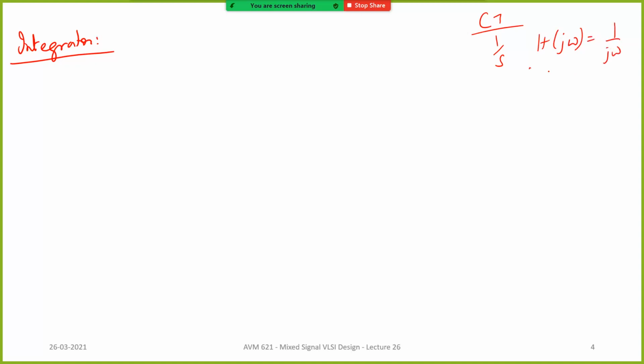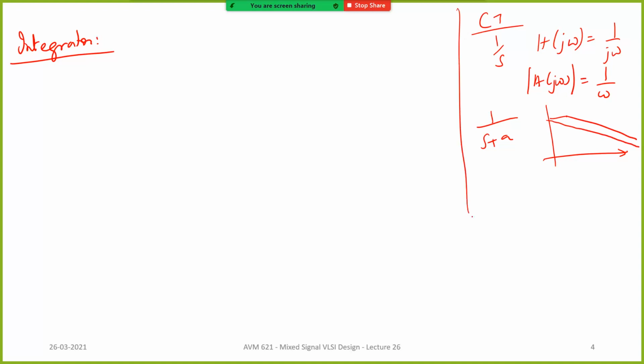So modulus of H of j omega is what? 1 by omega, right? So it is a low pass filter, an ideal integrator. A real integrator will have 1 plus s by a, right? Which is what we saw in all these op amps. So it will have something like this. The Bode plot will be like this. If we had an ideal integrator, it will be like this, right? So this is the difference, in the continuous time domain, of how your integrator will look.